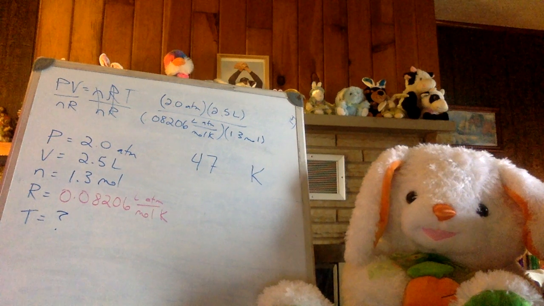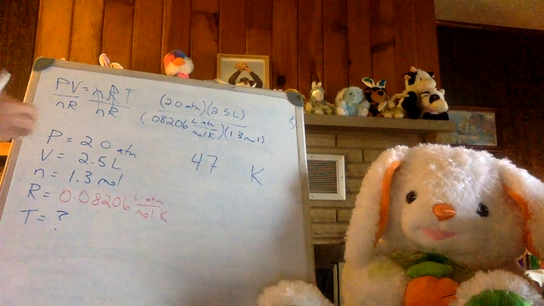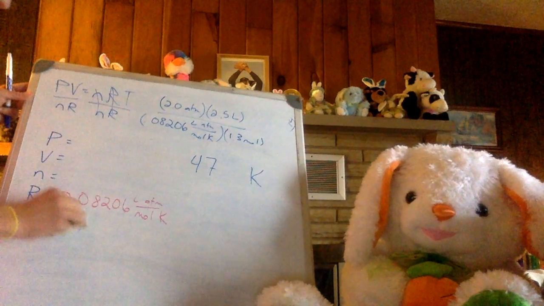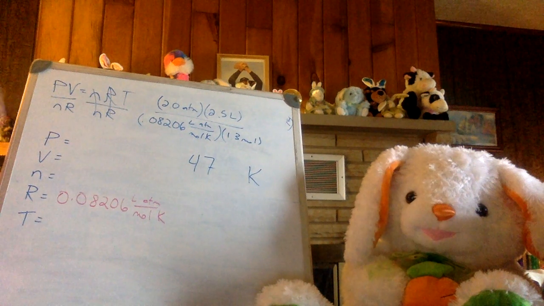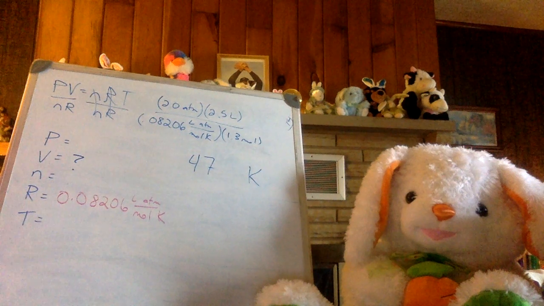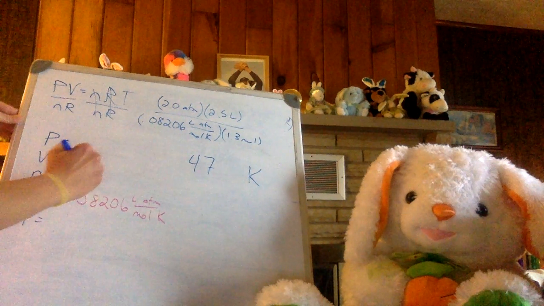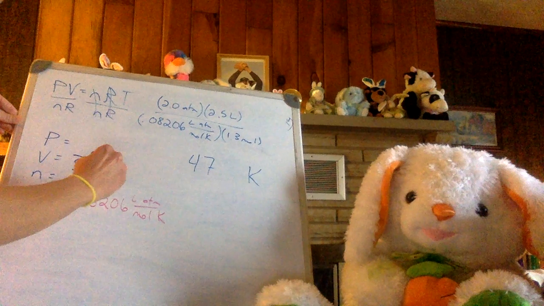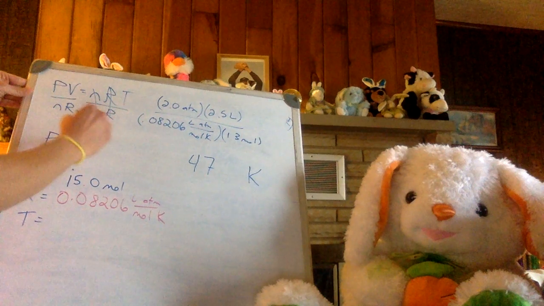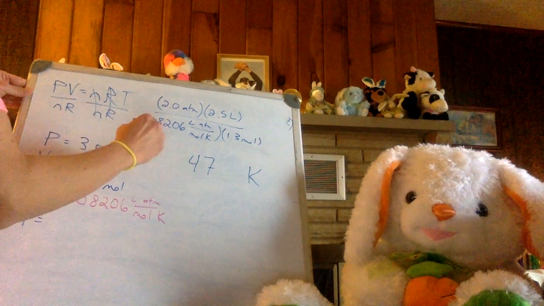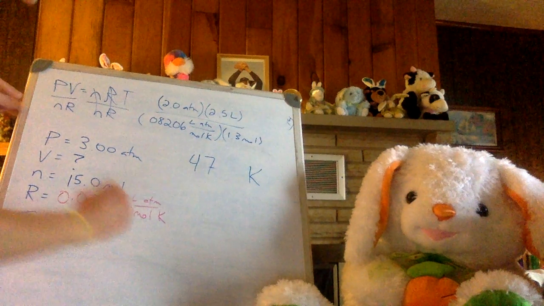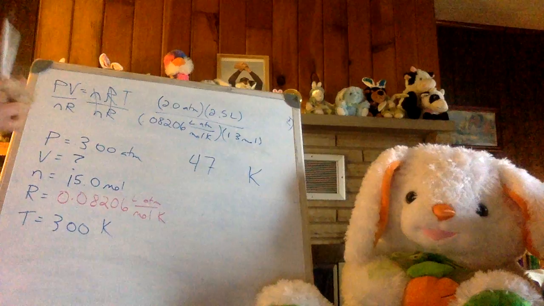1 more to go, where we're calculating a volume this time. I tried to mix it up. Tried to give you a little of different kinds of these where we're solving for different variables, but they're pretty much the same. What volume is occupied by 15.0 moles of a gas at a pressure of 3.00 ATM and a temperature of, look nice again, Kelvin again.